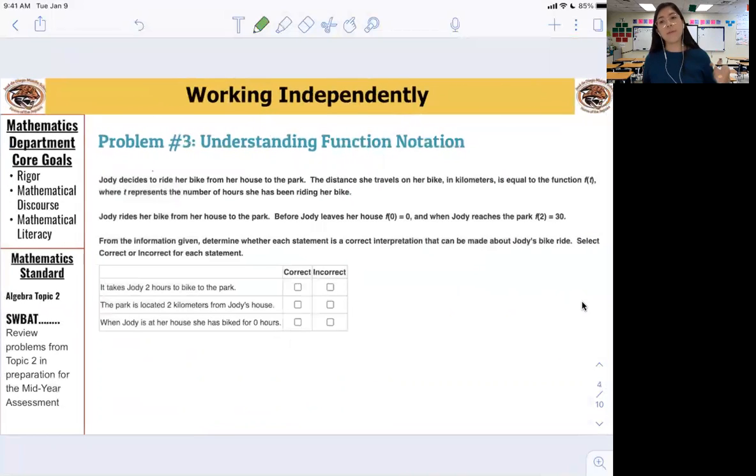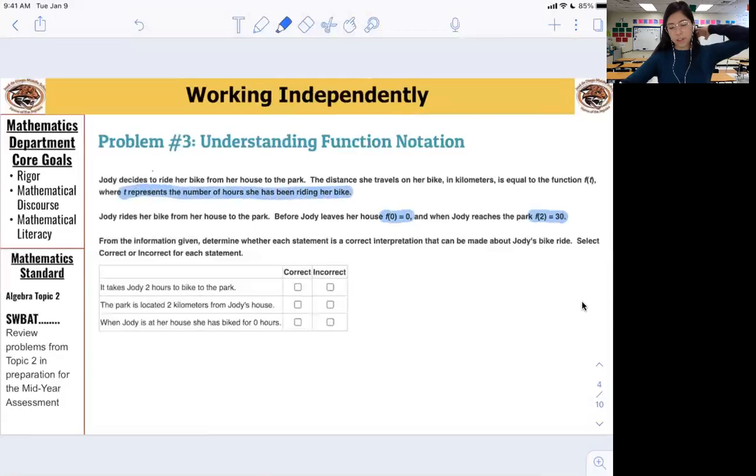Problem number 3, understanding function notation. Okay, let's go ahead and read it. Jody decides to ride her bike from her house to the park. The distance she travels on her bike in kilometers is equal to the function f of t, where t represents the number of hours she has been riding her bike. Before Jody leaves her house, f of 0 equals 0. And when Jody reaches the park, f of 2 equals 30. From the information given, determine whether each statement is a correct interpretation that can be made about Jody's bike ride. Select correct or incorrect for each statement.